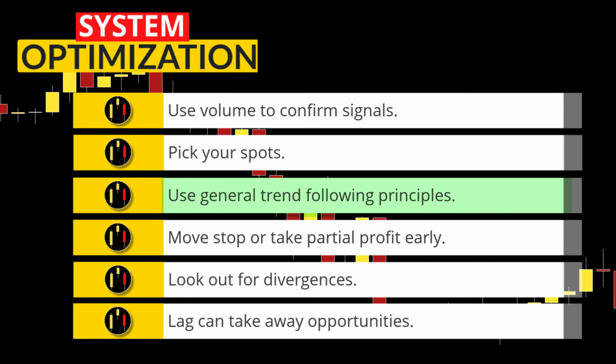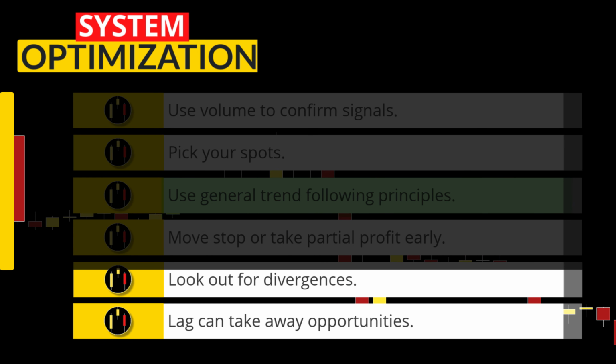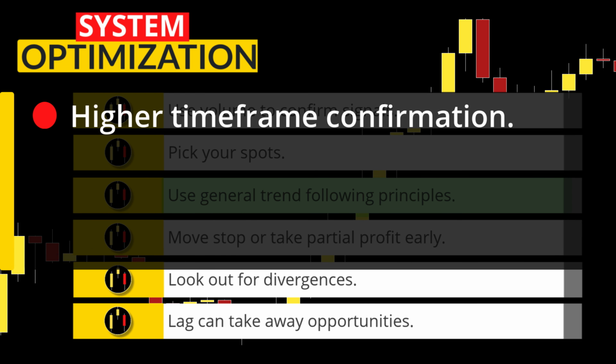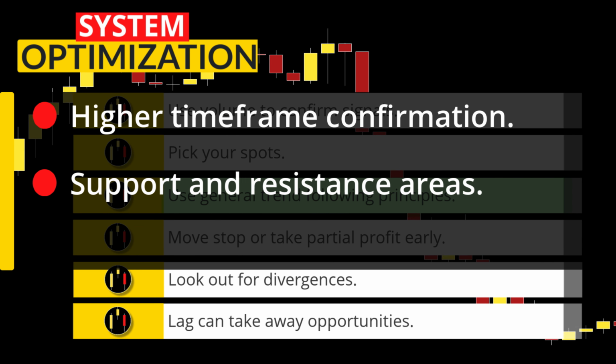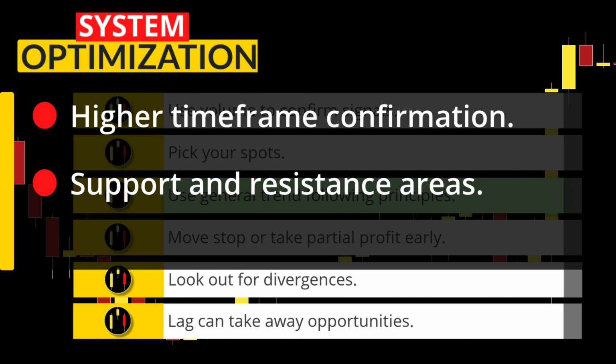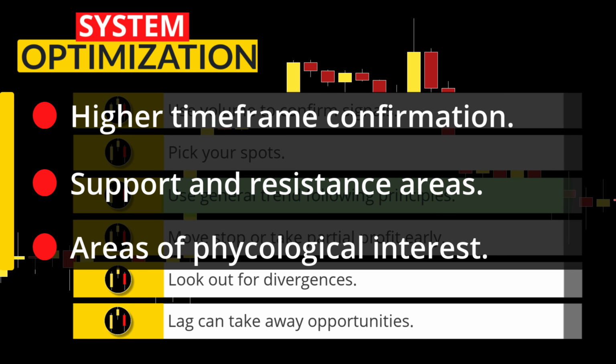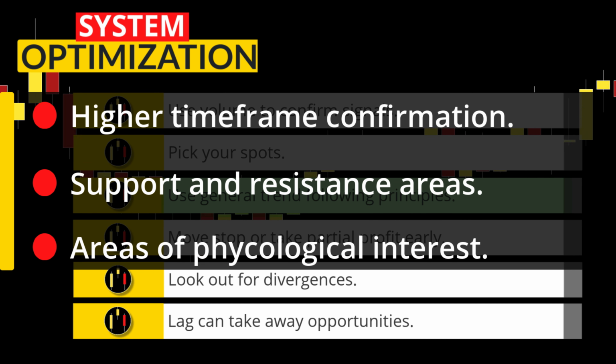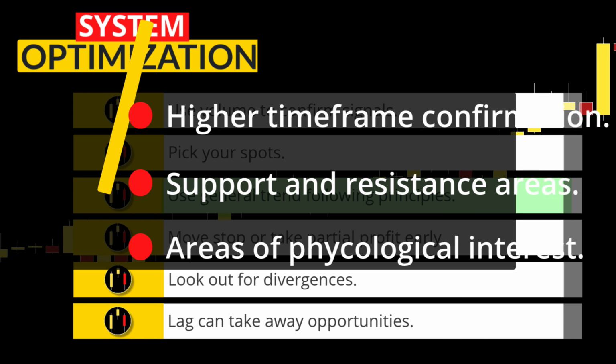Furthermore, in trend following systems, you should consider some additional items such as market structure on the higher time frames, obvious areas of support and resistance, in addition to key areas of psychological interest like round numbers on the chart.